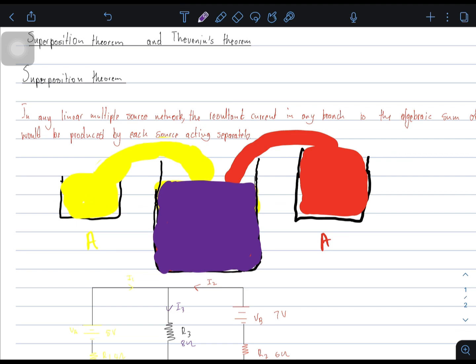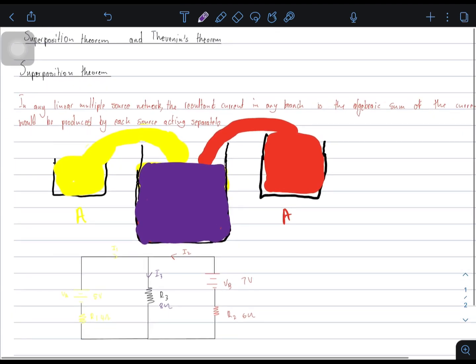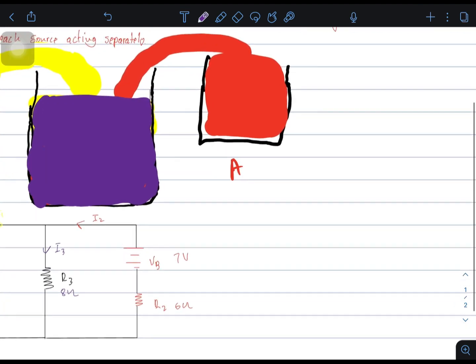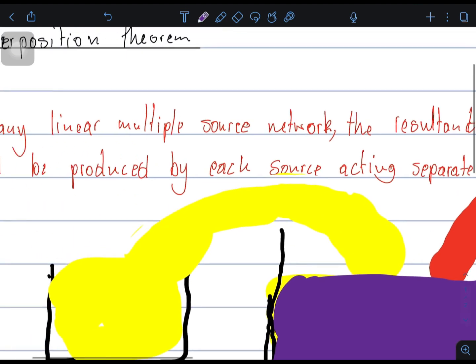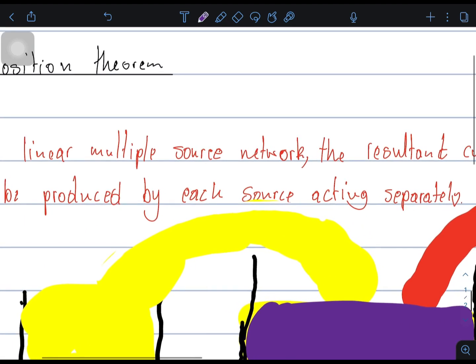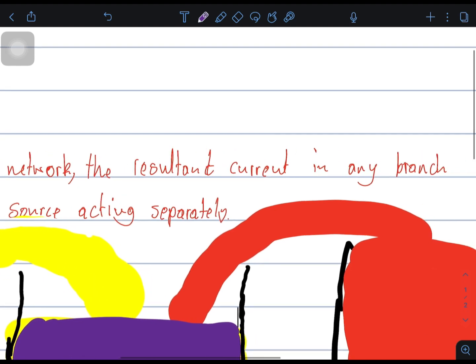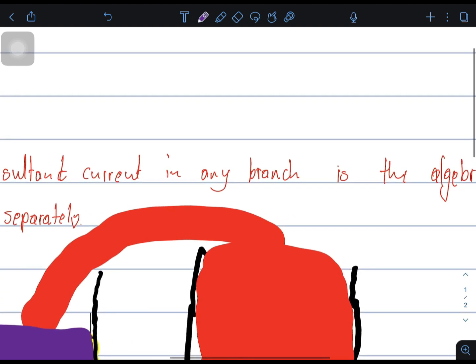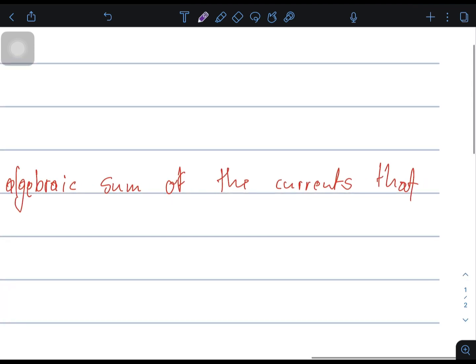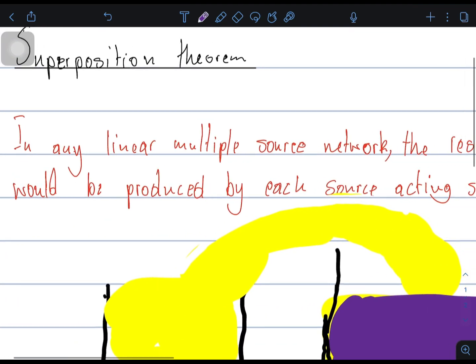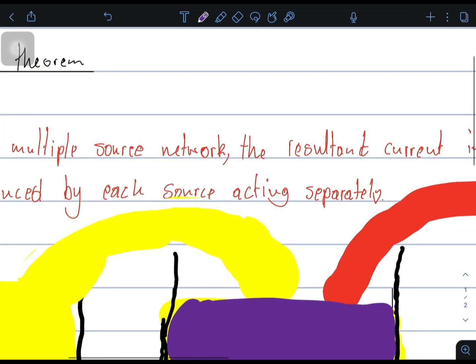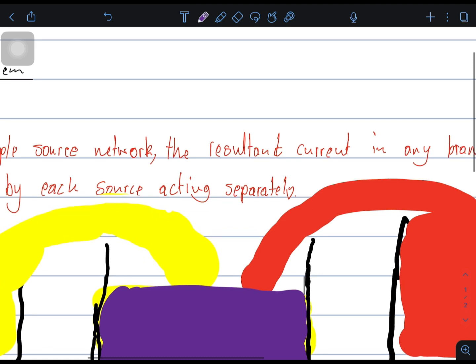the superposition theorem. Let us first read what the theorem says. In any multiple source network, the resultant current in any branch is the algebraic sum of the currents that would have been produced by each source acting separately. So this theorem is telling us about a multiple source network.